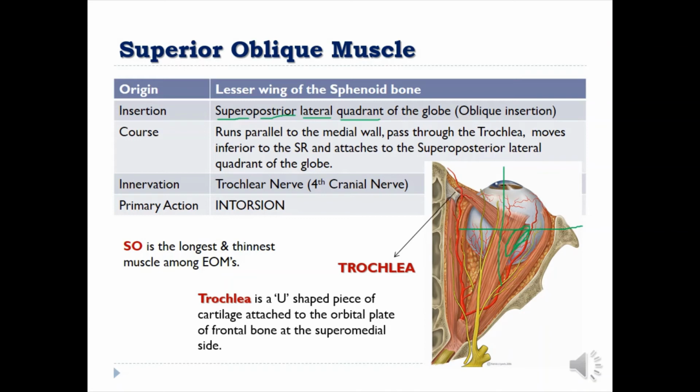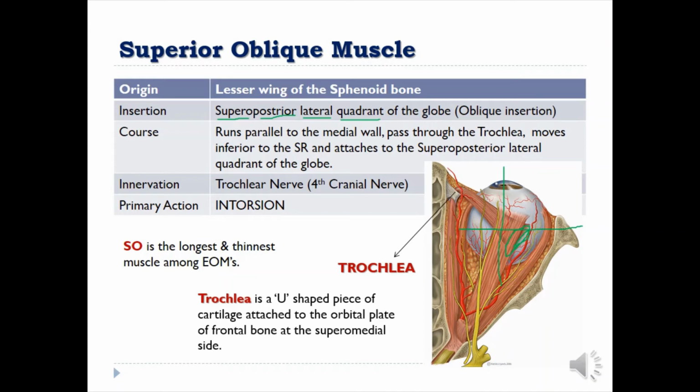Superior, posterior. Okay, this is the superior part of the eyeball. It is getting inserted at the superior part of the eyeball. Yes, posterior, right? It is coming to the posterior of the globe. This is the anterior, this is the posterior of the globe, superior side and posterior.